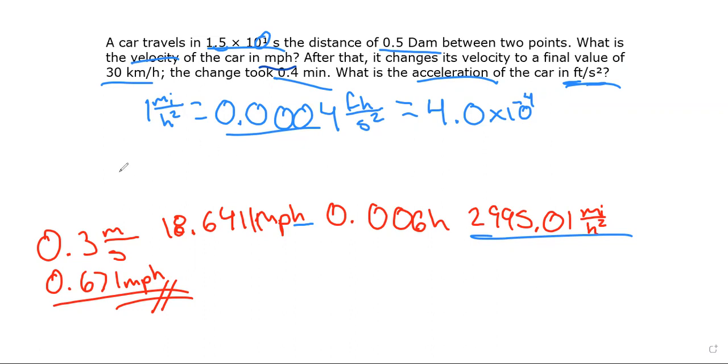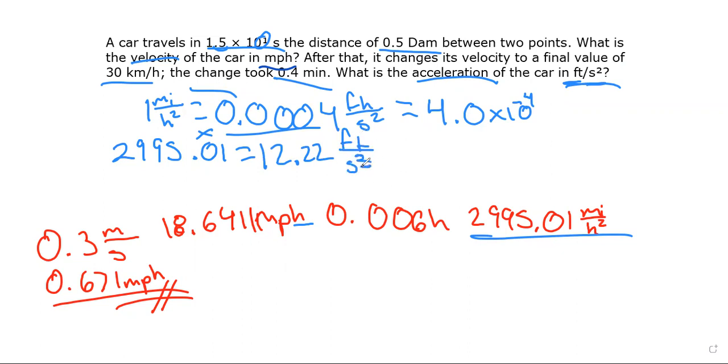We have to change this. So we put 2,995.01, the same as what we multiplied, and we divide. And this will be 12.22 feet over square seconds. Remember, if we're talking about acceleration, add the square to the time. If it doesn't have the square, this would be velocity, not acceleration.